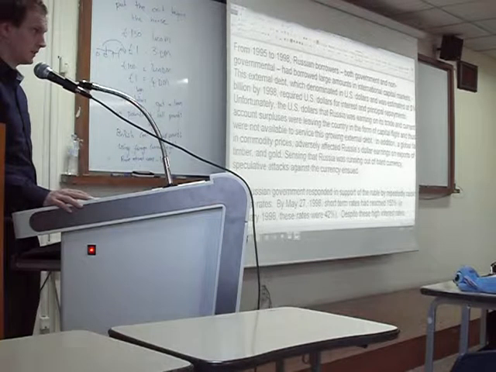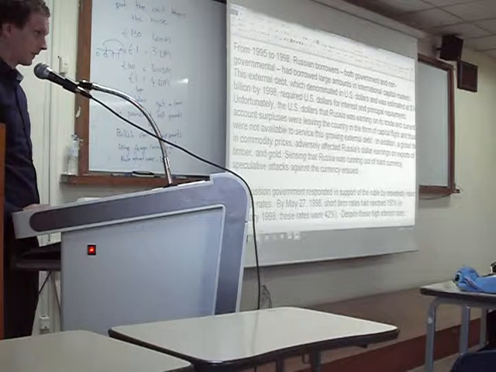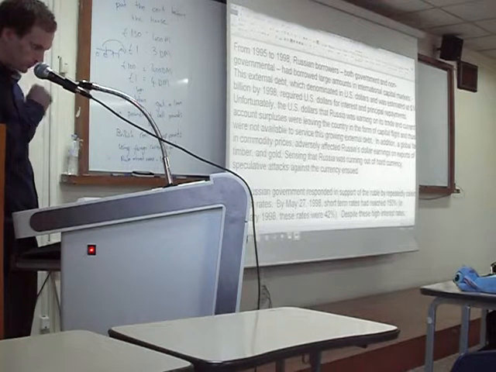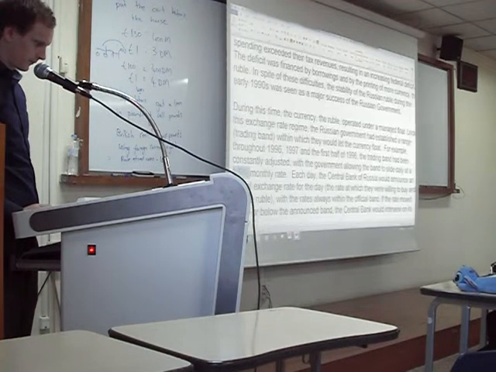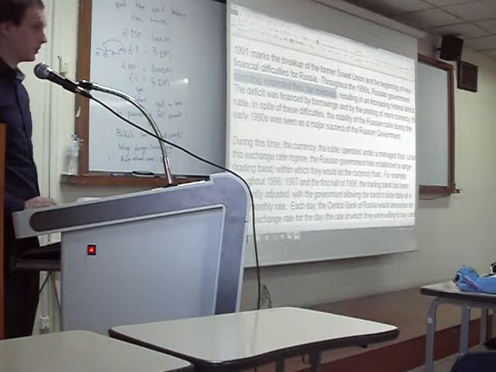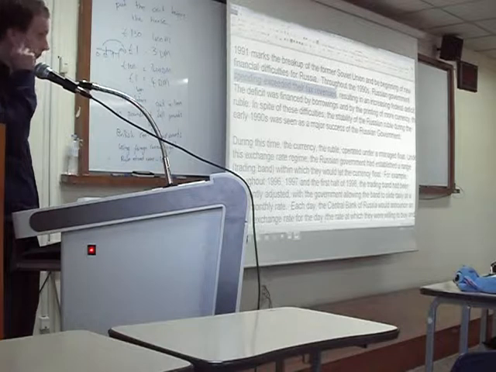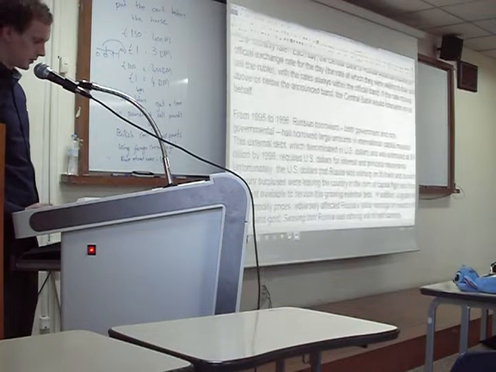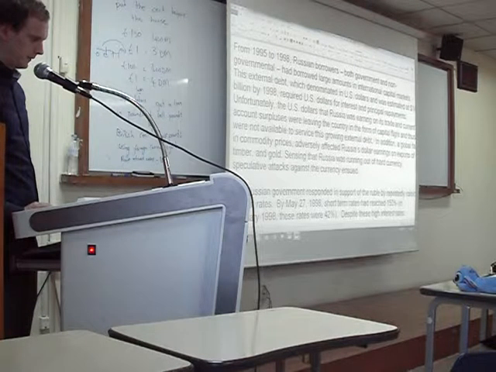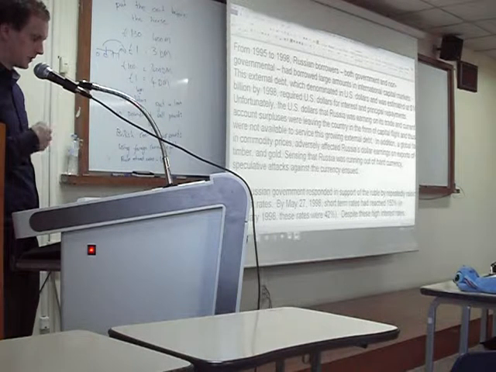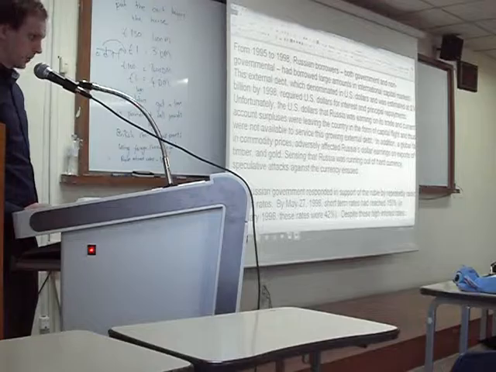Why did Russia need the dollars? Why were they borrowing a lot of dollars? Spending was exceeding the tax revenue, okay? They were spending more money than they were getting in taxes. So they were getting loans in US dollars. 160 billion US dollars. Okay, so they need US dollars to pay back the interest and pay back the money.